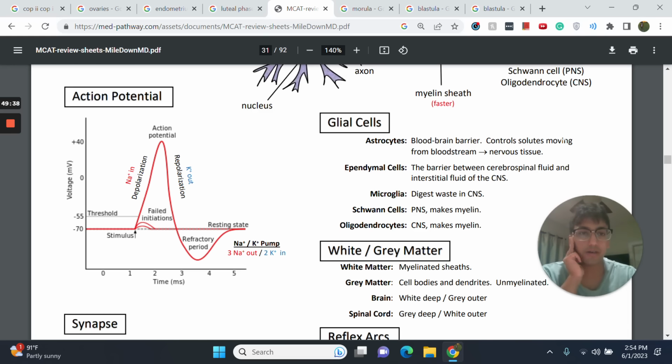Something that people ask is like, oh, does that mean the brain doesn't get blood? And no, the brain definitely gets blood. It's just that there's this blood-brain barrier that makes sure that these solutes are not cytotoxic.